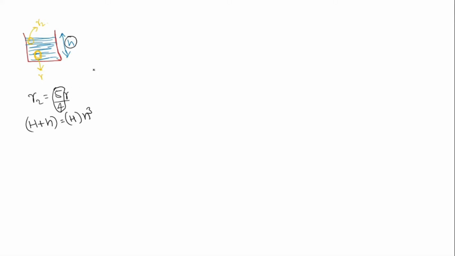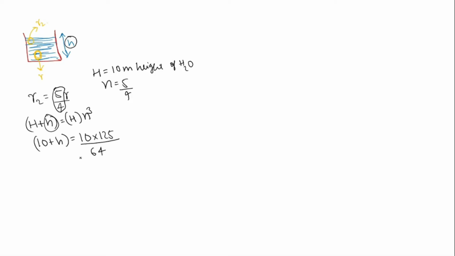Capital H is 10 meters, the height of water, and n is also given, it's 5 by 4. We need to find the small h. So 10 plus small h is equal to capital H, that is 10, into n cube. 5 by 4 cube is 125 by 64. On cross multiplication we get 640 plus 64 h is equal to 1250.